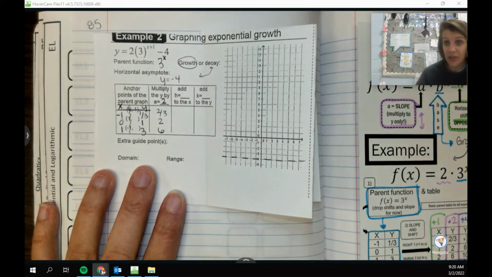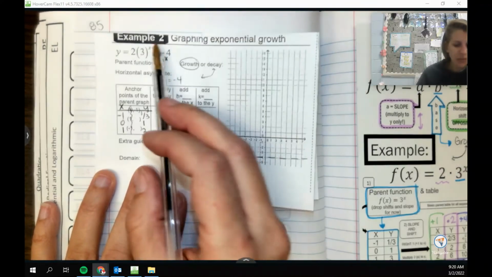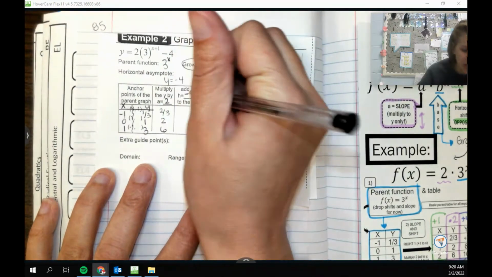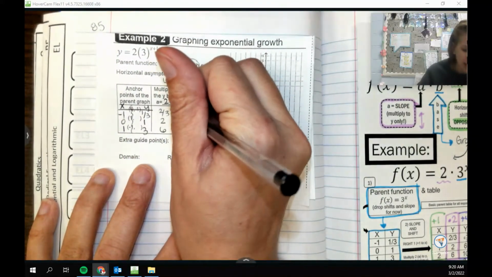Then I can take it through its translations. So the x value is being adjusted by +1, except for everything up here is opposite. So we're actually going to subtract 1 from each of the x's. So that'll be -2, -1, and 0.